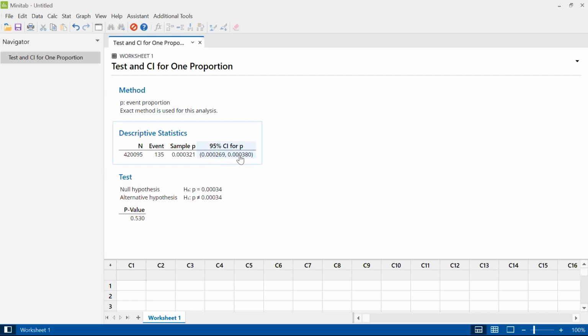0.000269 up to 0.000380. That's my 99% confidence interval. My sample proportion is 0.000321, which is actually lower than that 0.0034. So we don't have a small p-value at all. It's very close. The numbers are very close.